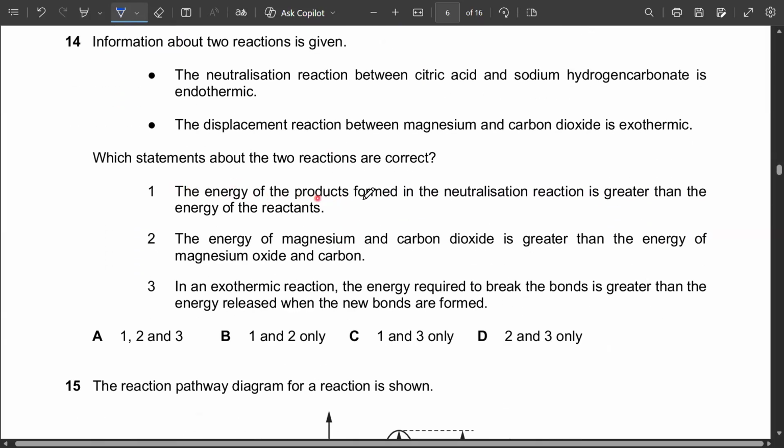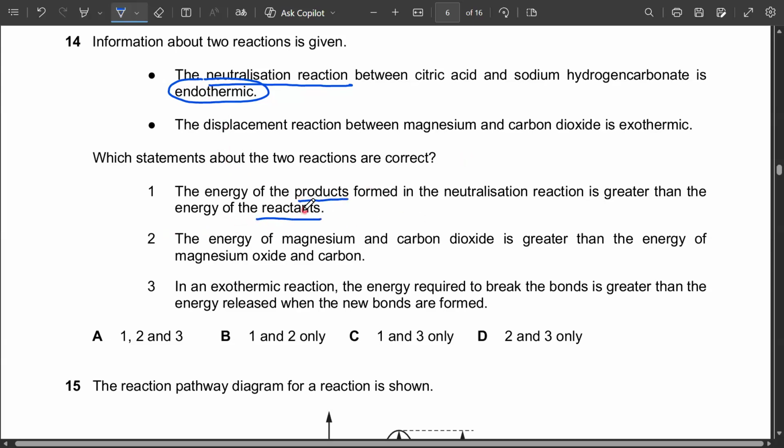The first option says the energy of the products formed in the neutralization reaction is greater than the energy of the reactants. Now, this statement is linked to the first point, the neutralization reaction. So, neutralization reaction is said to be endothermic in this case, although most of the time you have seen it is said to be exothermic. But for this particular case, they have already mentioned in the statement it is endothermic. So, if a reaction is of endothermic type, we need to understand what are the differences in the energy levels of the products and the reactants.